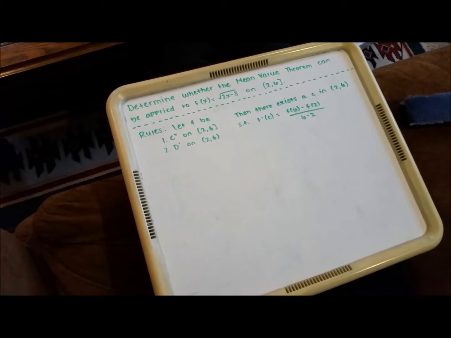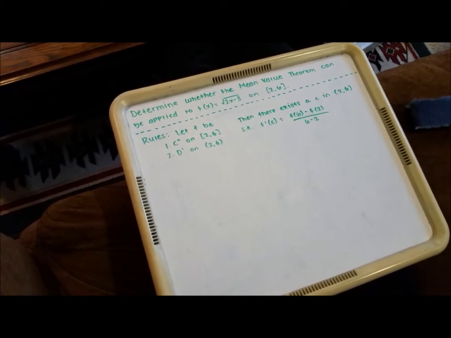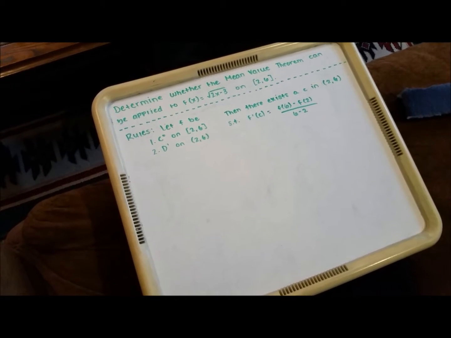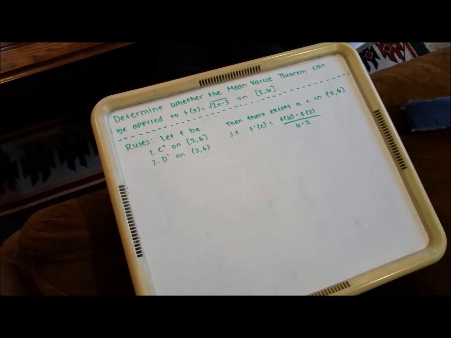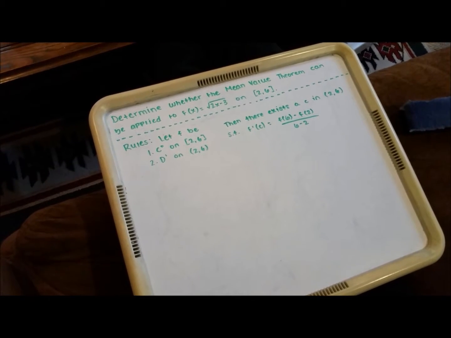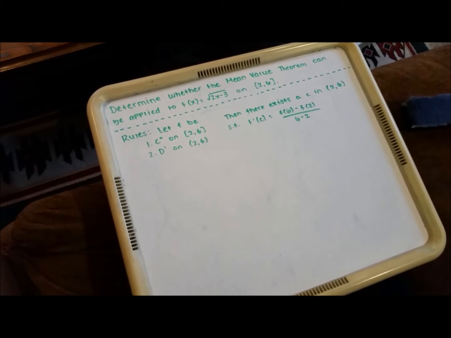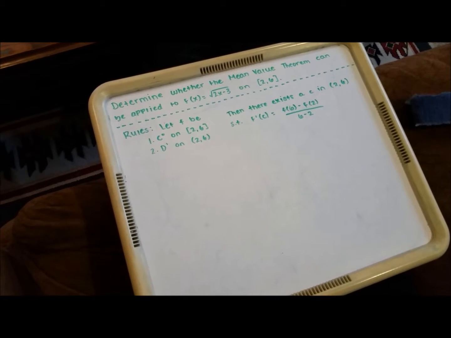Our problem is to determine whether the mean value theorem can be applied to f(x) = √(2x - 3) on the closed interval [2, 6]. The rules for the mean value theorem are to let f be continuous on the closed interval [2, 6] and differentiable on the open interval (2, 6). Then there exists a c in the open interval (2, 6) such that the tangent line f'(c) equals the secant line (f(6) - f(2))/(6 - 2).